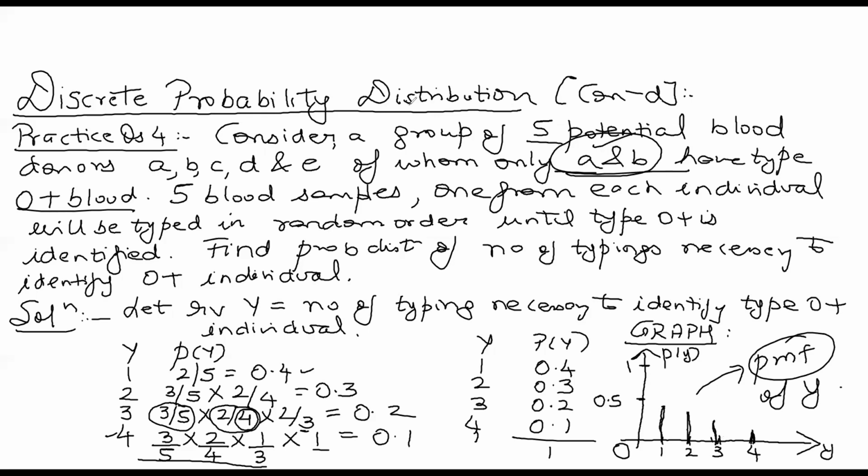Sir, in y equals to 4, the probability of y, shouldn't it be 3 upon 5 times 2 upon 4 times 2 upon 3 times 1? Why 2 upon 3? The third individual also does not have O plus. So numerator भी कम होगा. Sir, समझा नहीं.